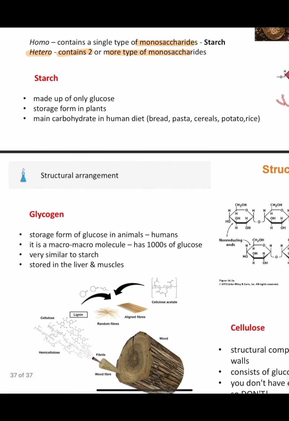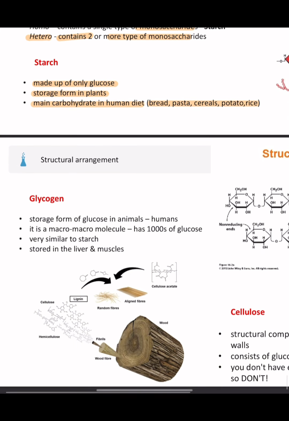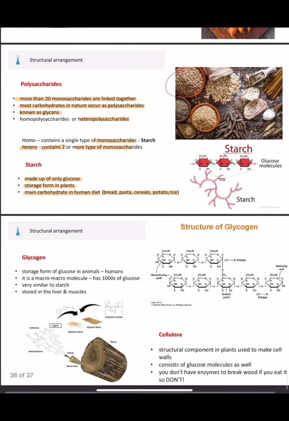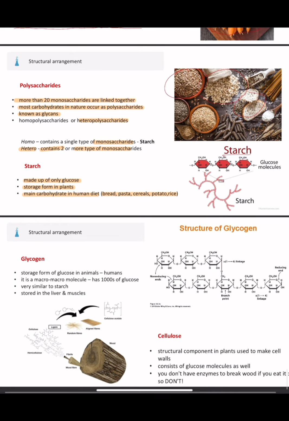Okay? Starch is only made of glucose. Storage form in plants, main carbohydrate in human diet, bread, pasta, cereals, potato, and rice. These are the basic stuff. You need to know this for just general knowledge in the world. And structure of glycogen, could you please go through this yourself, and you might get asked questions from here.